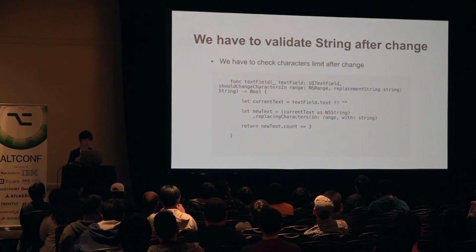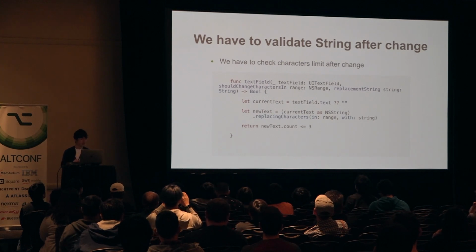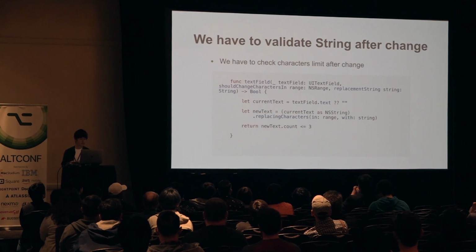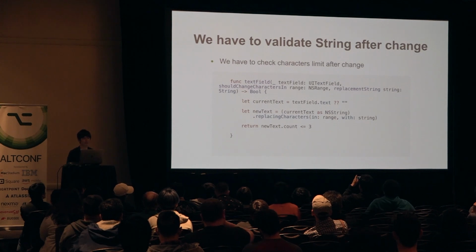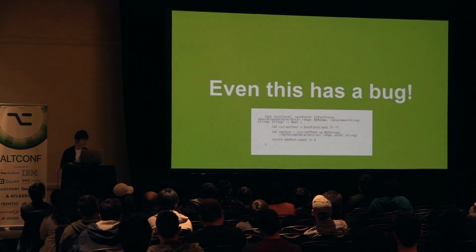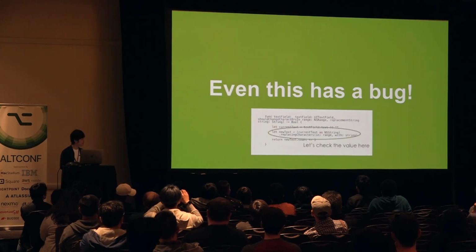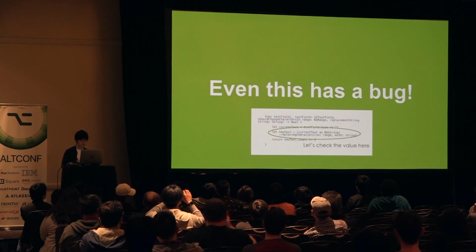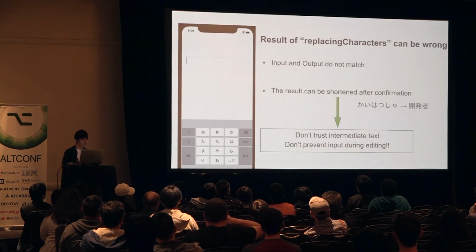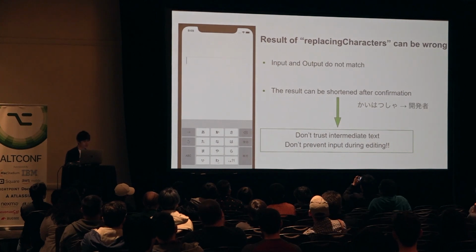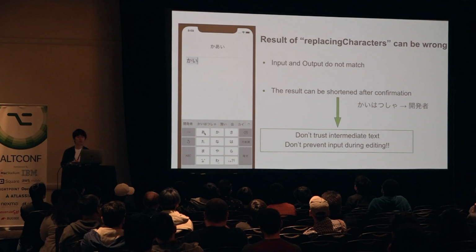Accordingly, we have to validate with the string after the change. I guess this replacing method at the center is common for iOS developers. But unfortunately, even this has a bug. Let's check the value of new text here. Please refer to the screen record. The string of the upper part represents the output of replacing characters.